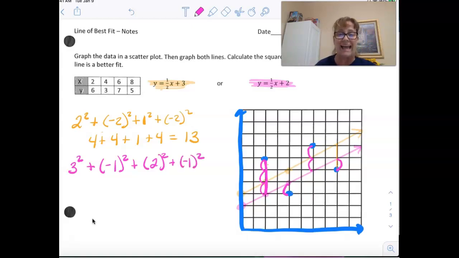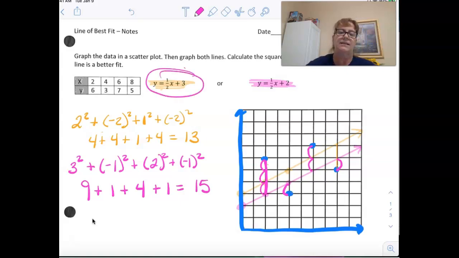So now when I add that all up, it's going to be 9 plus 1 plus 4 plus 1, and this is going to give us a squared residual of 15. So therefore, by seeing this, we see that the orange line had the lower squared residual. Therefore, the orange line right here is the line of best fit.